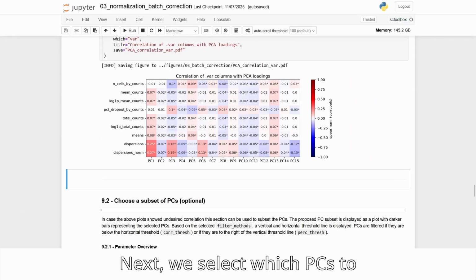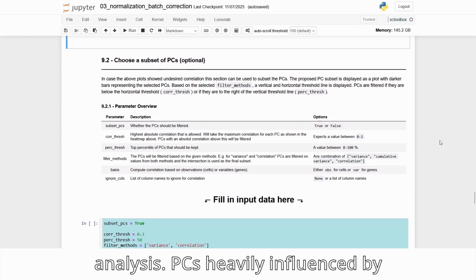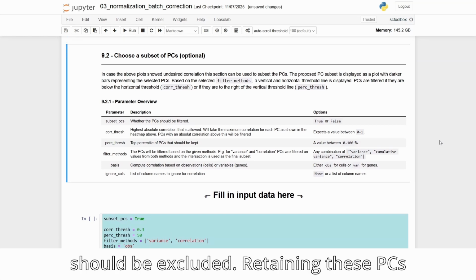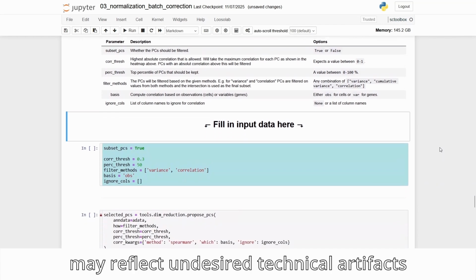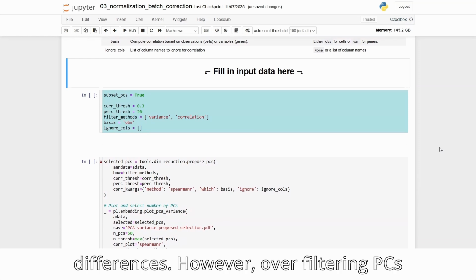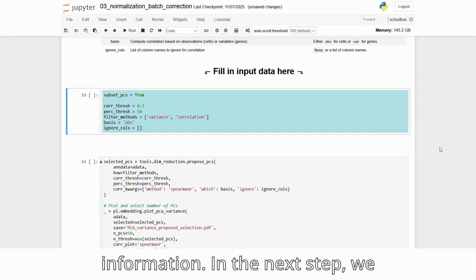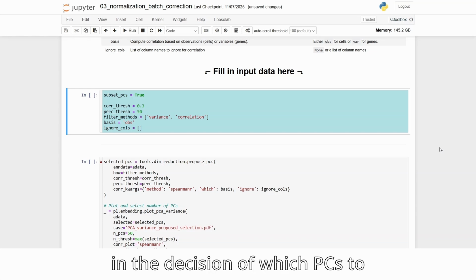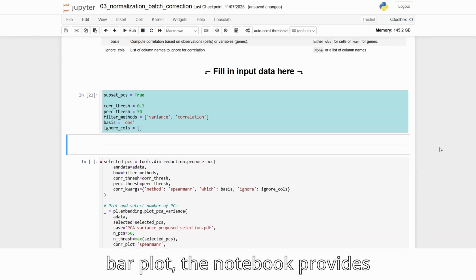Next, we select which PCs to remove before proceeding with downstream analysis. PCs heavily influenced by quality metrics or technical biases should be excluded. Retaining these PCs risks distorting downstream UMAP visualizations, where observed structures may reflect undesired technical artifacts rather than biologically meaningful differences. However, overfiltering PCs risks eliminating meaningful biological variance, leading to loss of critical information. In the next step, we generate a bar plot to aid you in the decision of which PCs to keep and which to remove. For this bar plot, the notebook provides additional options.